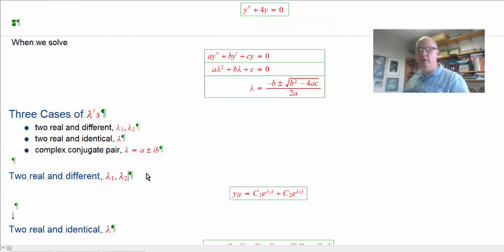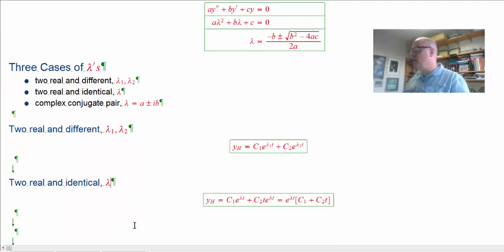We know what to do if we get real and different. That was the last video, a linear combination of e to the lambda t's, c1 e to the lambda 1t plus c2 e to lambda 2t. If I get 2 real and identical, now we know what to do. Same idea as with real and different, but we throw a t in front of the second solution. Sometimes people factor out the e to the lambda t, but I don't. So it'd be c1 e to the lambda t plus c2 t e to the lambda t.